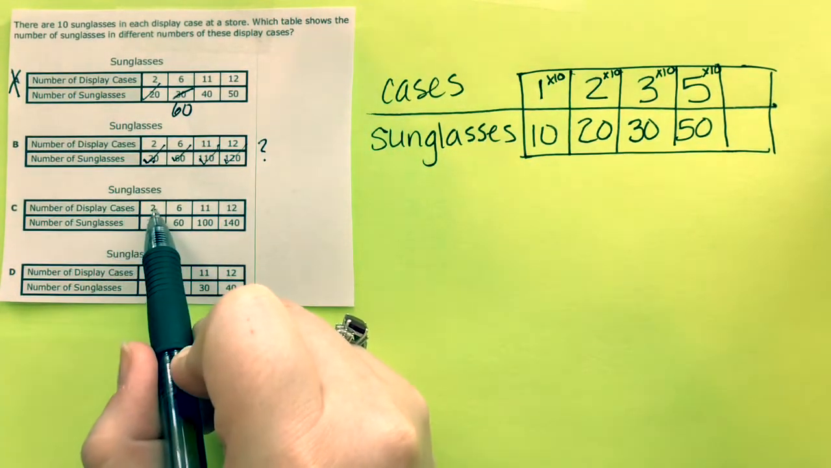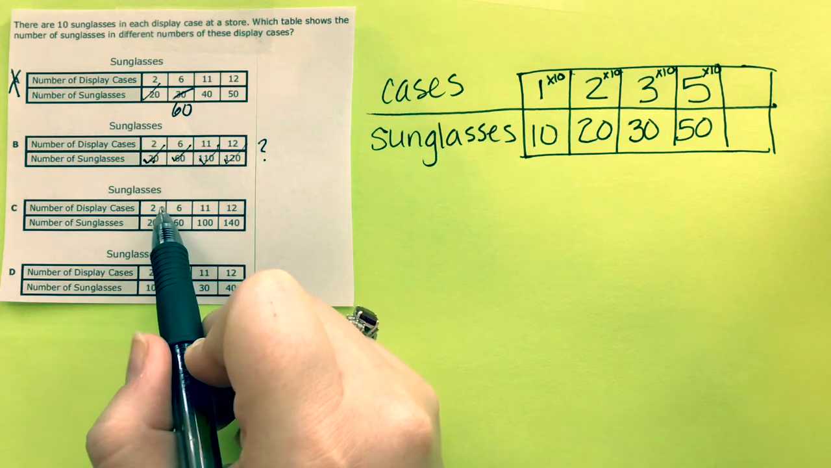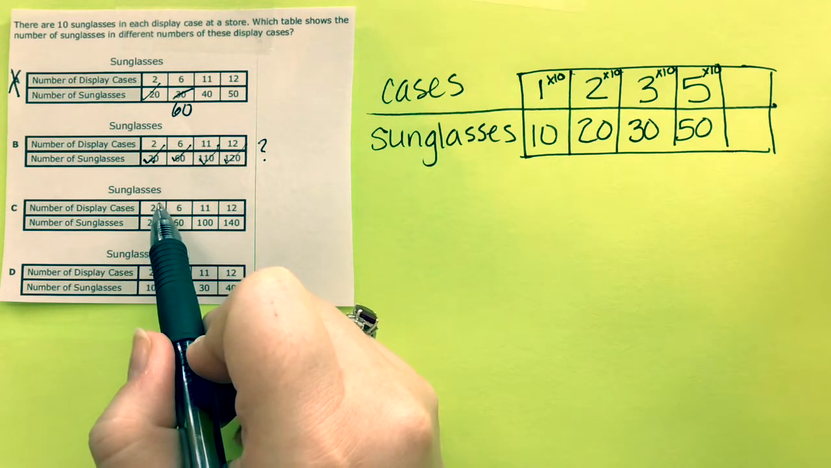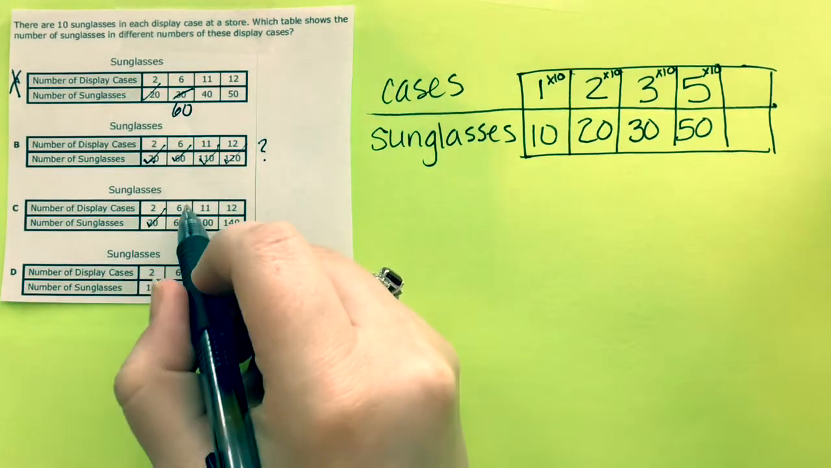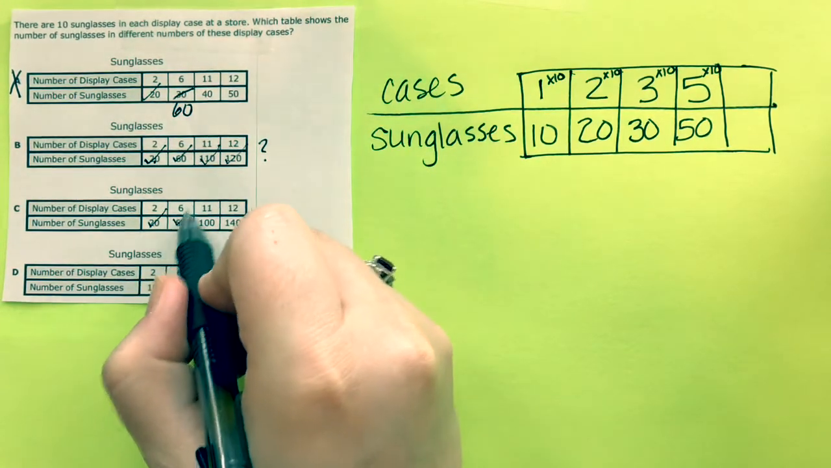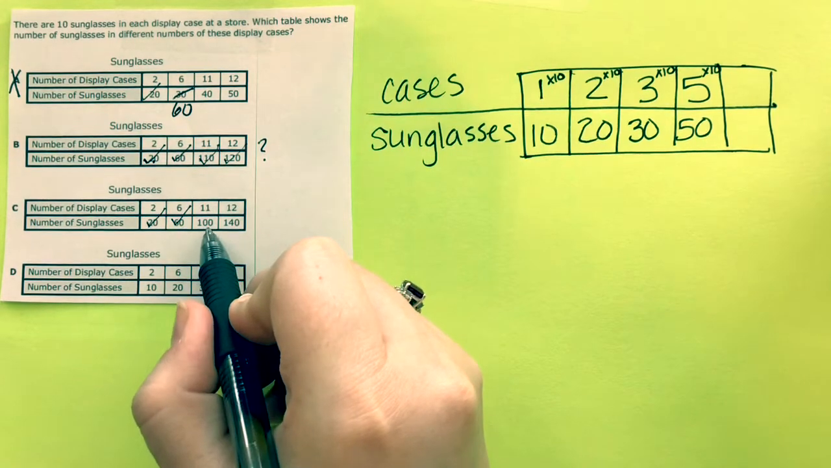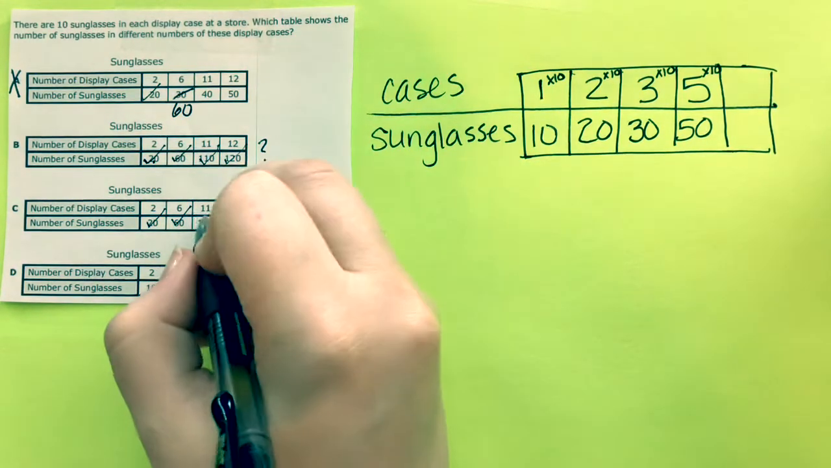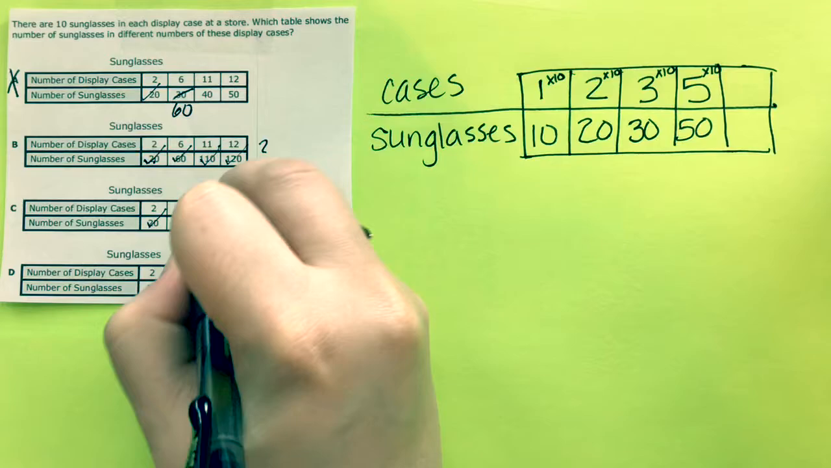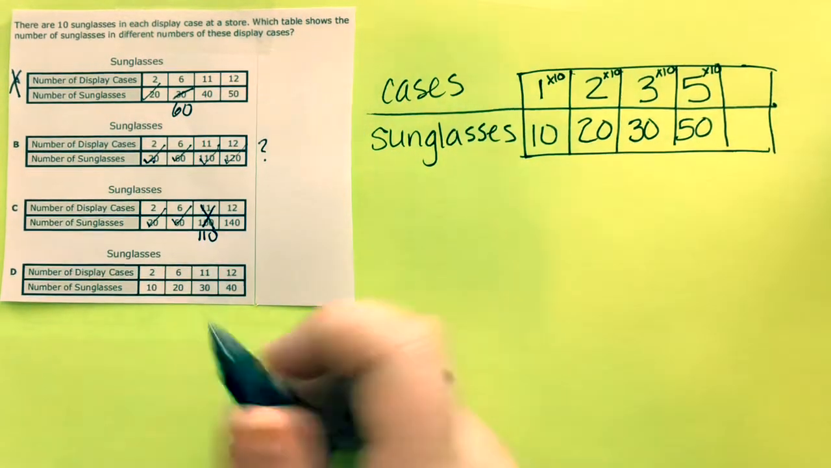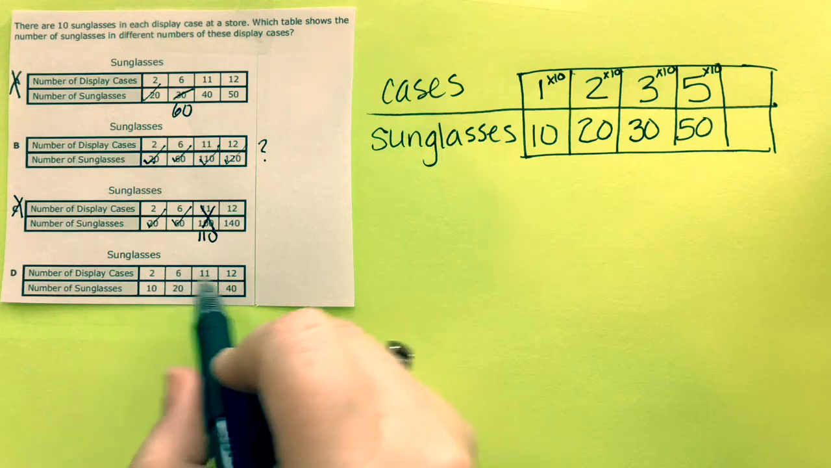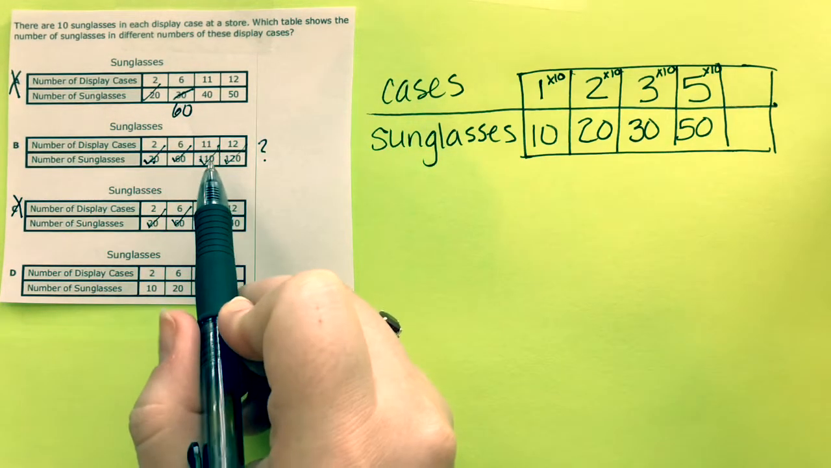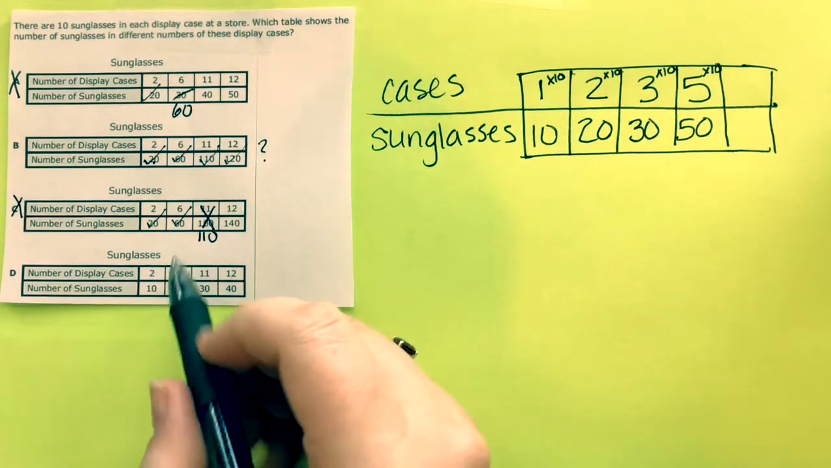So display cases, my 2. Remember, each case has 10. So if I had 2 display cases, 10 and 10 is 20. So that one was right. 6 times 10 is 60. 11 times 10 is not 100. It's 110. So that one would be wrong. Okay, so that means C is out. Let's make sure that D is also not all correct because then I would need to go back and make sure my information was right on B.